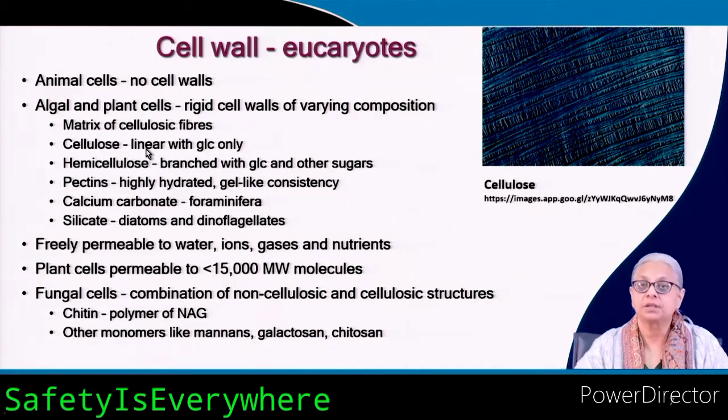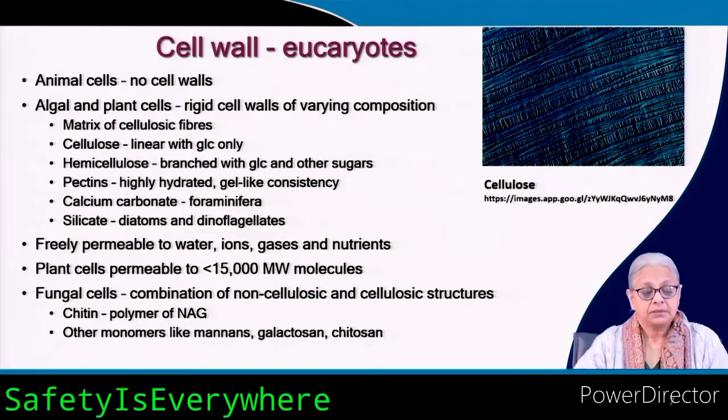This cellulose, we know, is a linear strand of glucose only, with beta-1,4 glycosidic bonds. Then we have hemicellulose, which is branched. It has glucose and other sugars and perhaps other bonds. You also have pectins. Pectins are highly hydrated and have a gel-like consistency. You can have calcium carbonate in a particular organism called Foraminifera, and you have diatoms and dinoflagellates. These are all types of algae, and their shells are made out of silicate.